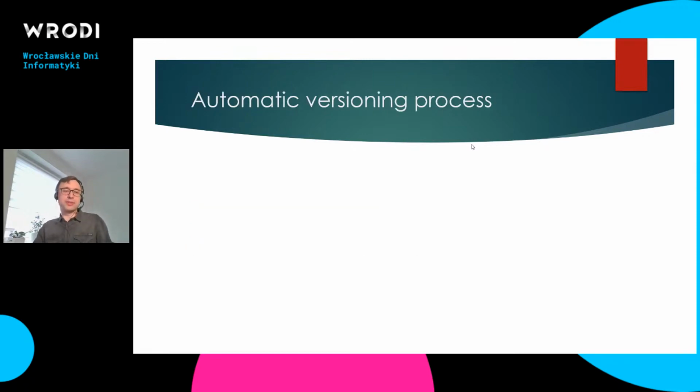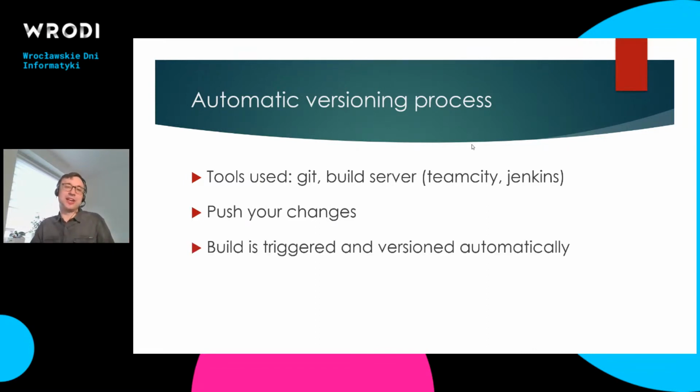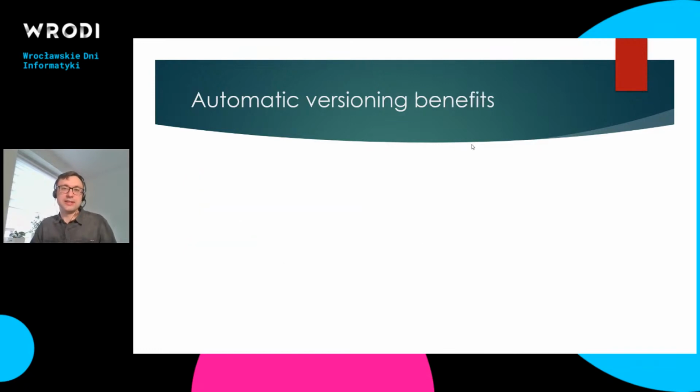How does this manual process compare to the automatic versioning process? Here we have similar configurations. The project uses the Git repository and the build server. Of course, we push our changes, and then the magic happens. So the build is triggered, and the build is versioned automatically. This is something that we need to configure once at the beginning, ideally, and afterwards everyone is just making use of that. And yeah, the benefits are quite easy to guess.